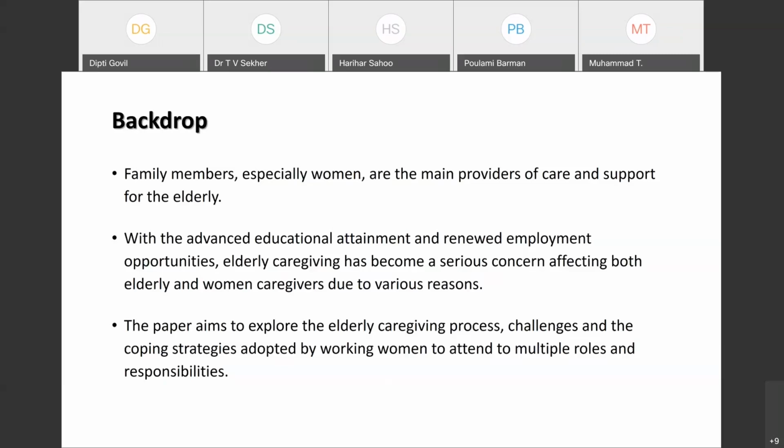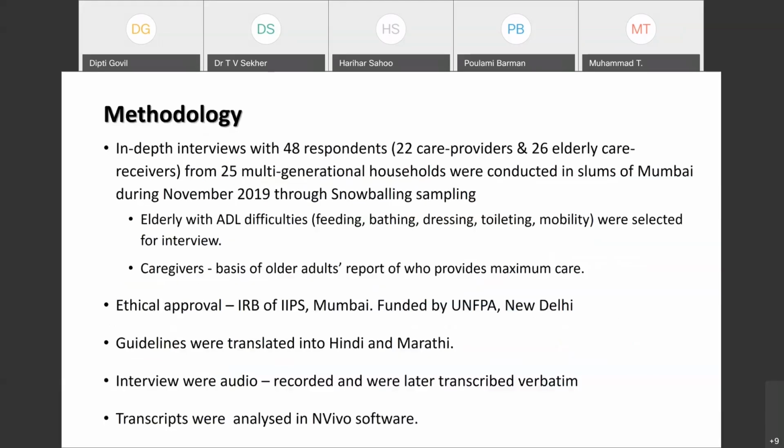Therefore, this paper aimed to explore the elderly caregiving process, challenges, and coping strategies adopted by working women to attain multiple roles and responsibilities. To address this objective, in-depth interviews with 48 respondents, of whom 22 were caregivers, care providers, and 26 were elderly care receivers from 25 multi-generational households, were conducted in the slums of Mumbai in November 2019. And we used snowball sampling to trace our respondents.